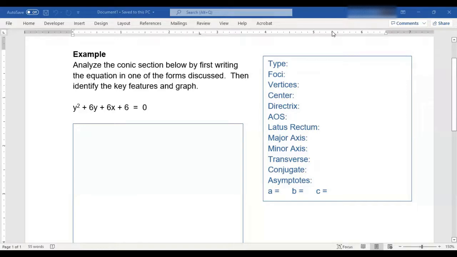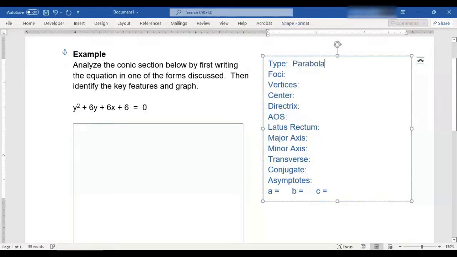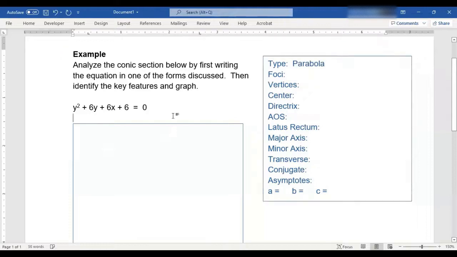So I notice here that we've got a y squared in the equation, which is good. But there is no x squared. So we also have a y, and we have an x and a constant value, but there's no x squared. As soon as I see that only one of the variables has a squaring to it instead of both of them, that means this is going to be a parabola. So I can identify the type of conic section from that.